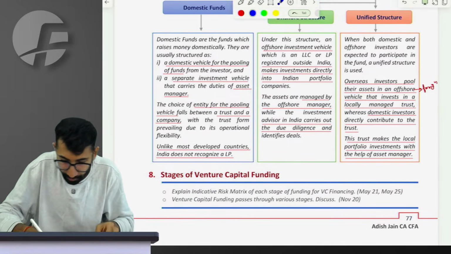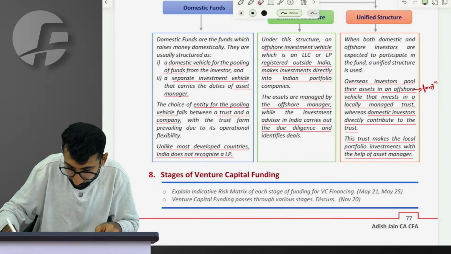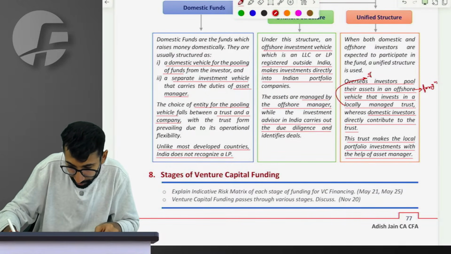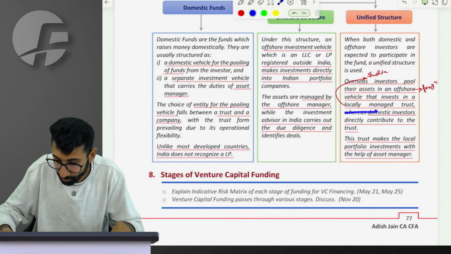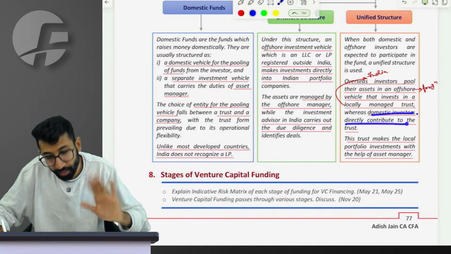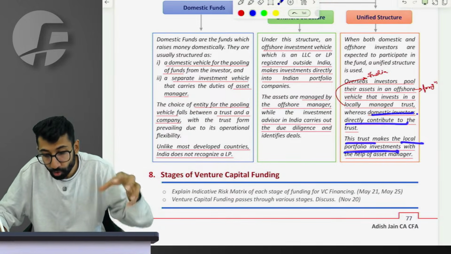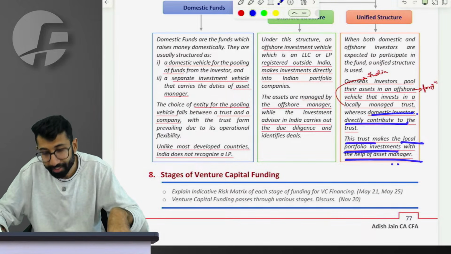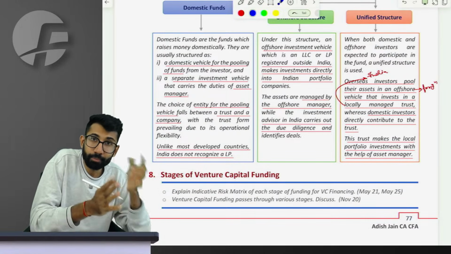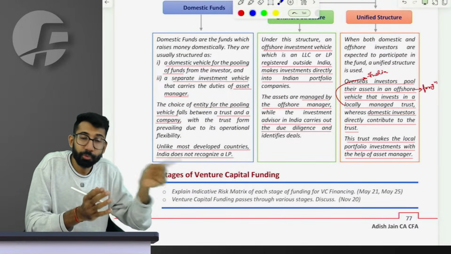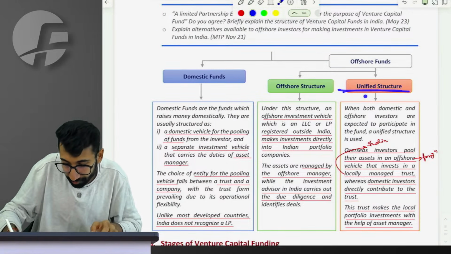Then invest in a locally managed trust. Locally means Indian. When they say locally managed trust, it means an India-managed trust. So they will invest in an Indian trust, where the domestic investor will directly contribute to the Indian trust. This trust makes investment in the local portfolio with the help of an asset manager. This Indian trust will give money to the Indian asset management company, which will then manage the portfolio and invest in different companies. That is how a unified structure works.